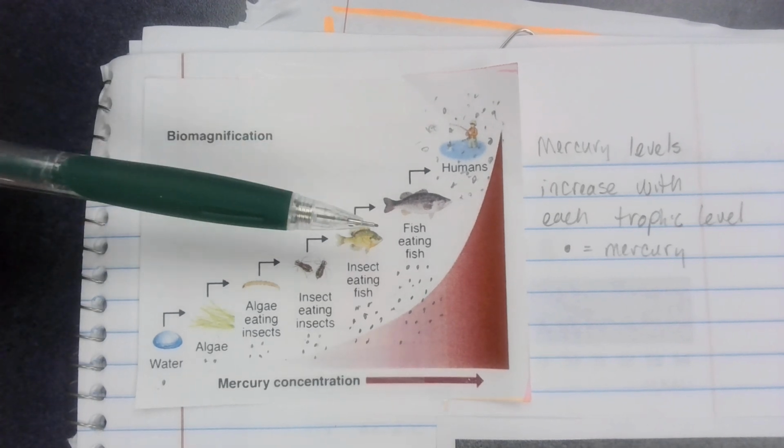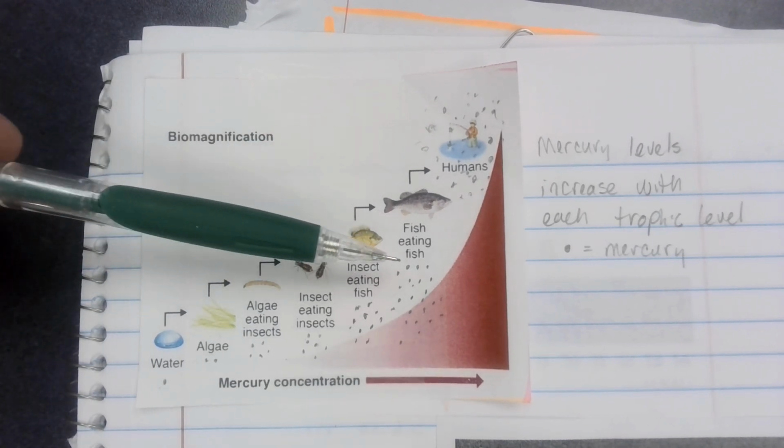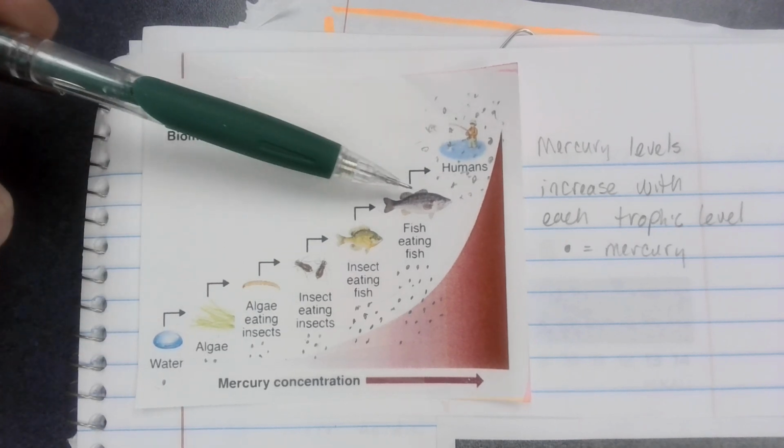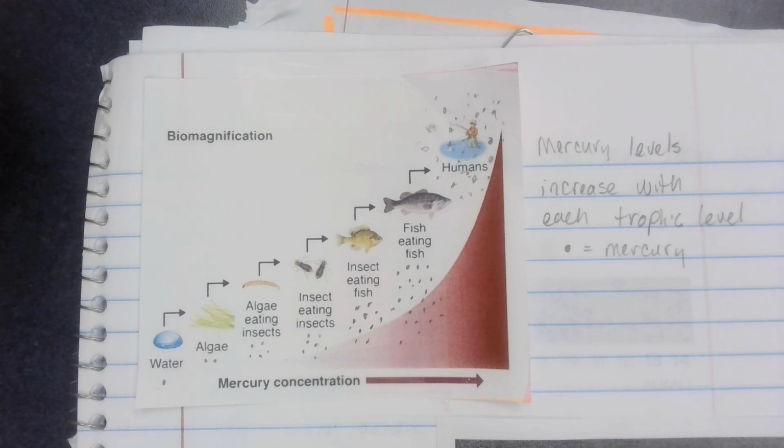Then eventually humans eat the fish. And so that mercury doesn't go away. It just gets stored in these organisms. And then humans eat it, and then it's incorporated into our bodies. And unfortunately, mercury is toxic to us, so it can make us sick.